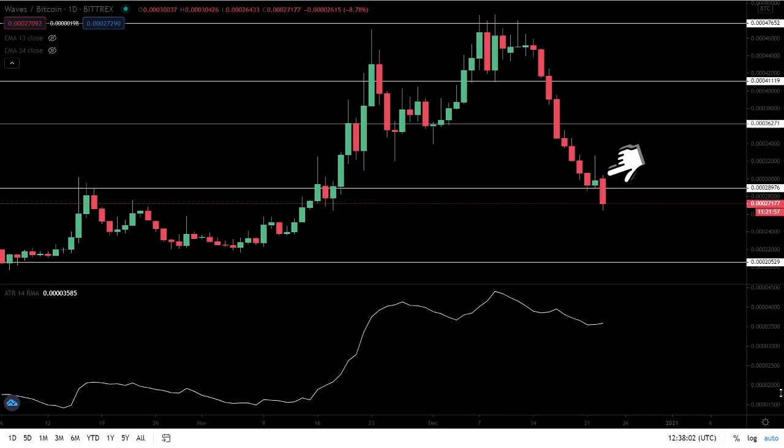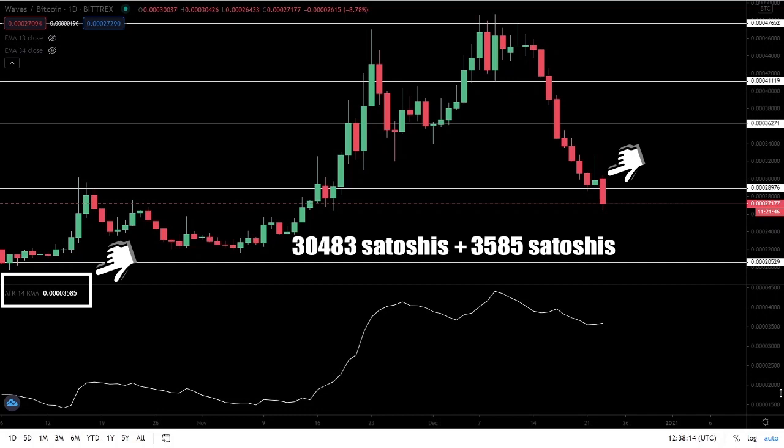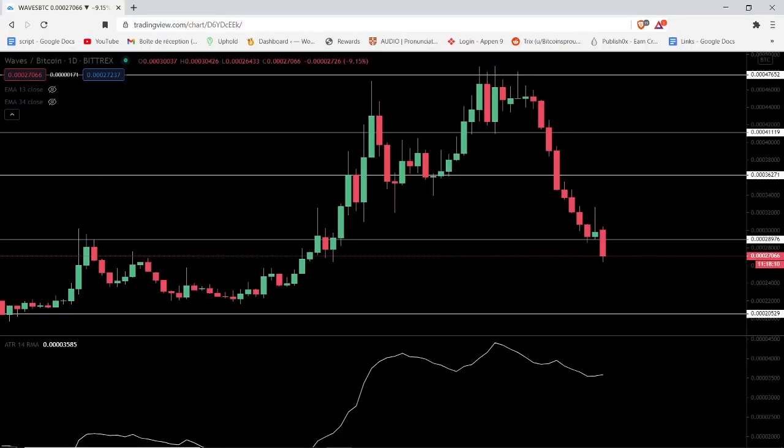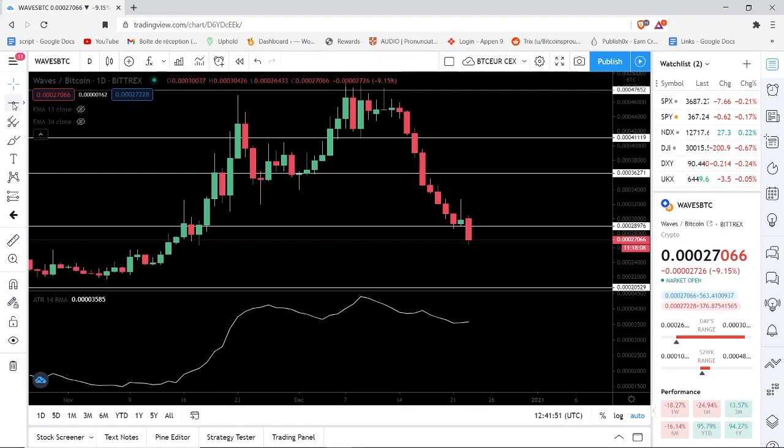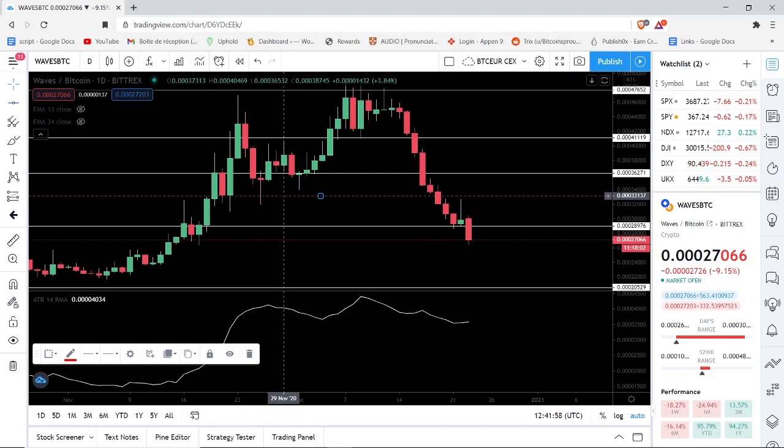So we're going to add this value, which is equal to 30,483 Satoshis, plus the value given by the ATR, 3,585 Satoshis, equal 34,068 Satoshis. So I'm going to go ahead and draw a horizontal line to illustrate my stop loss.